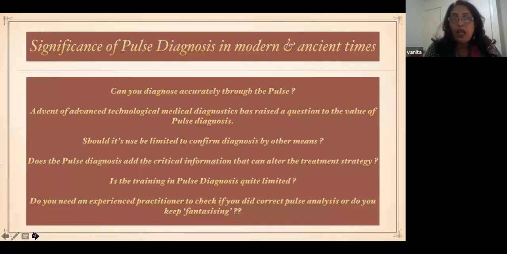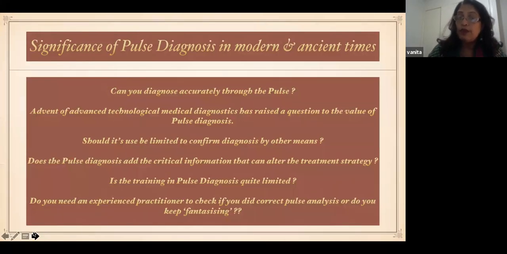Yes. The advent of advanced technological medical diagnostics has raised a question for pulse diagnosis. Should its use be limited to confirming diagnosis by other means? Does pulse diagnosis add critical information that can alter the treatment? Is the training in pulse diagnosis quite limited? Unfortunately, yes. Do you need an experienced practitioner to check if you did the correct pulse analysis?